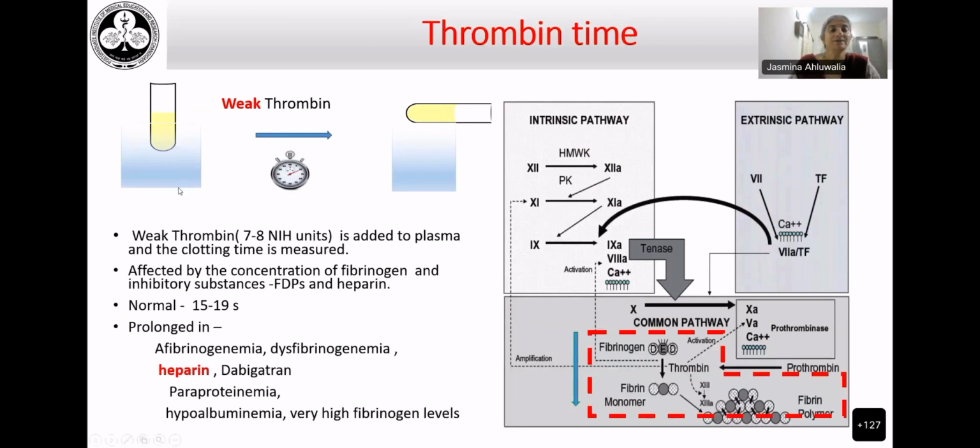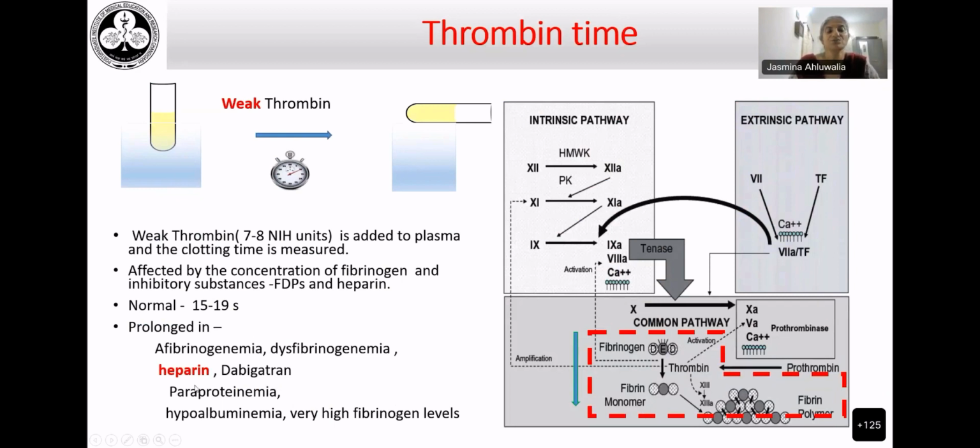Coming to thrombin time, now this is quite like our fibrinogen assay, except that here we use a weak thrombin solution, and we add it to the plasma and look at the time to clot. This is affected by the concentration of fibrinogen and the inhibitory substances like FDPs and heparin, which are present in the plasma. Normal range is between 15 and 19 seconds. So if it's prolonged 2 seconds beyond the upper limit, it's abnormal.